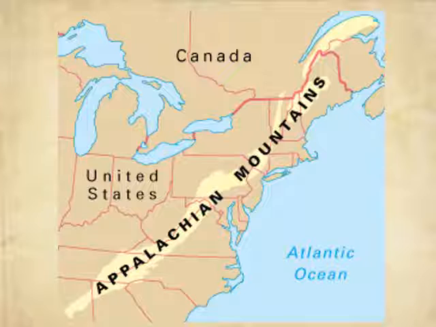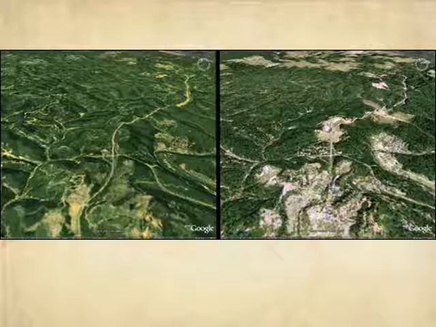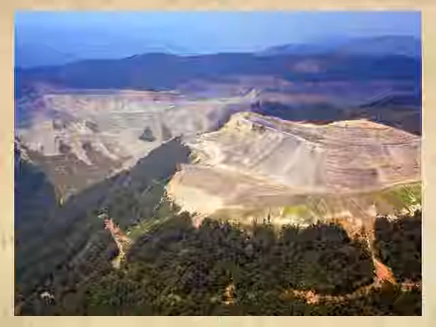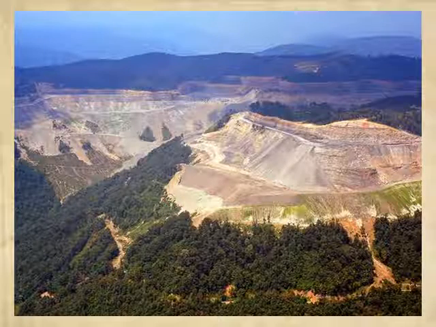Here are the Appalachian Mountains, which go all the way up through Canada, and like we talked about in class, over to Finland. Here's a before and an after of mountaintop removal. You can see all of the exposed land on the right-hand side. This is literally just a mountain that's been destroyed.